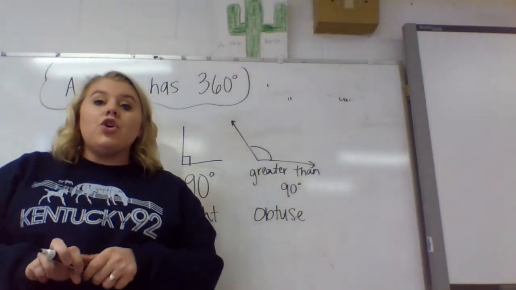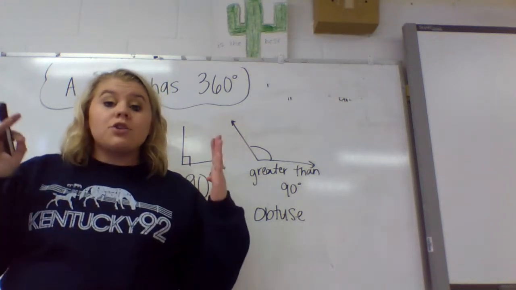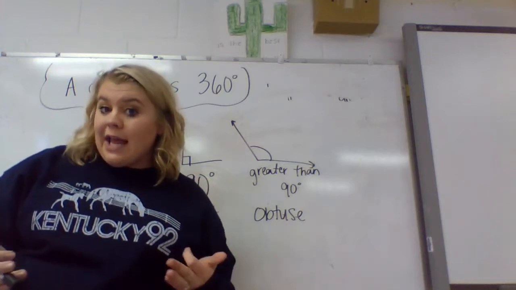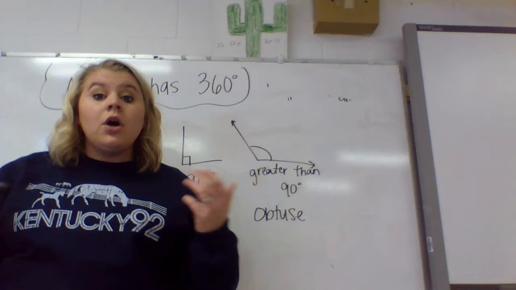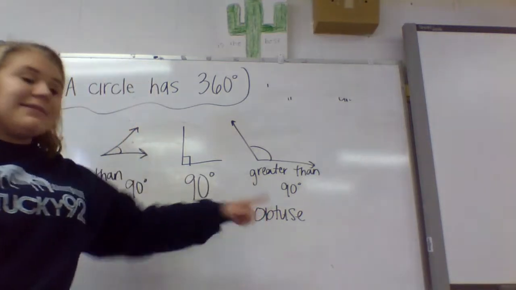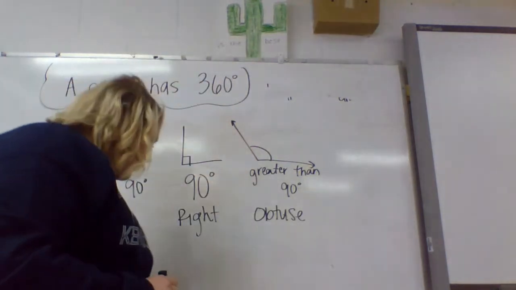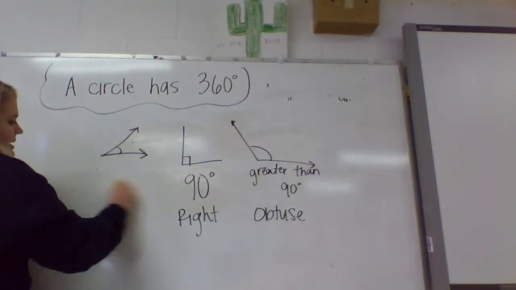What about if I gave you 120 degrees? Always start with right. Is 120 degrees the same as 90 degrees? No, so it's not a right angle. Is 120 greater than or less than? It's greater than. So that means it has to be obtuse because it is greater than 90 degrees. But what if I combined them? Combined everything we've been talking about today.